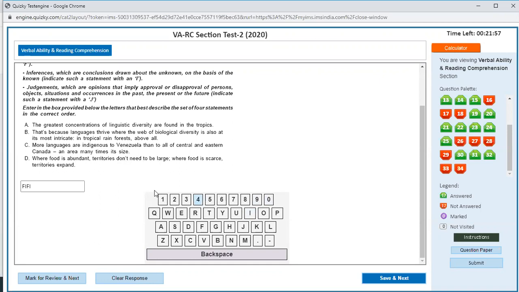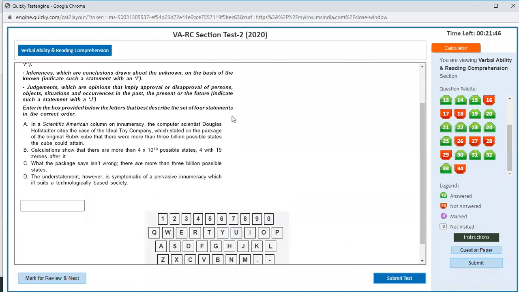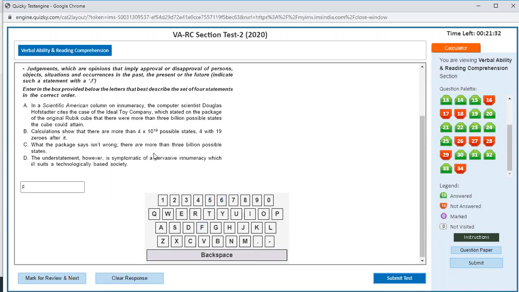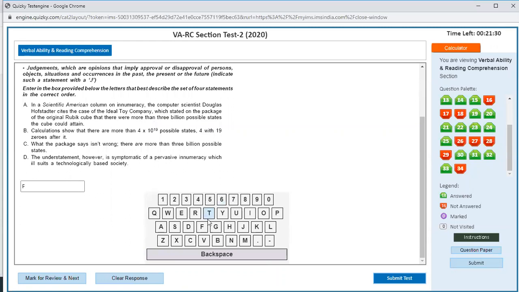I'm not sure. I'm confused between don't need to be large and food is scarce, territories expand. I'm confused between fact and inference, but I'm more inclined towards inference. Let me just mark and move ahead. In the Scientific American column, the computer scientist Douglas Hofstadter cites the case of the Ideal Toy Company, which stated on the package of the original Rubik's Cube that there were more than 3 billion possible states. Okay, fact. Calculations show that there are more than 400 quintillion possible states. That is fact. What the package says isn't wrong because there are more than 3 billion possible states.